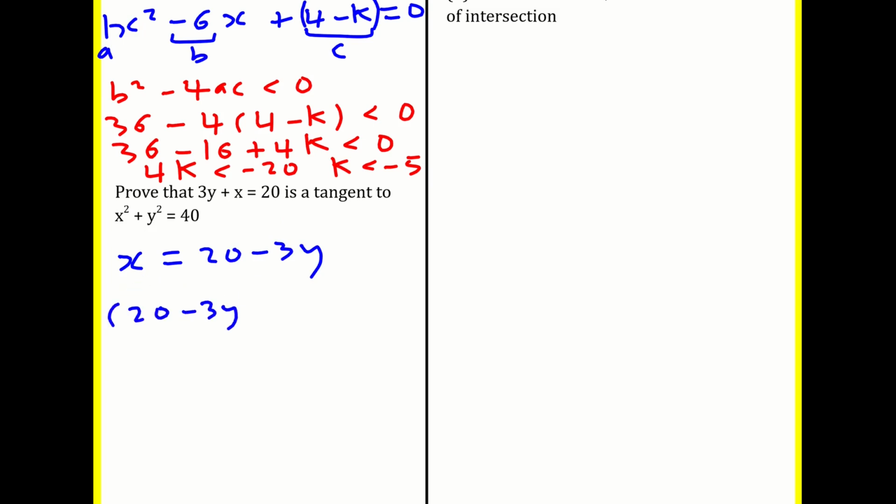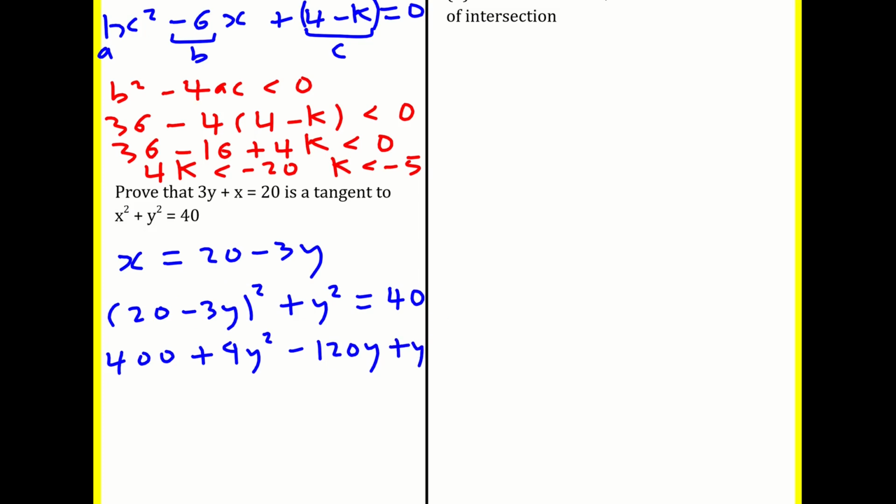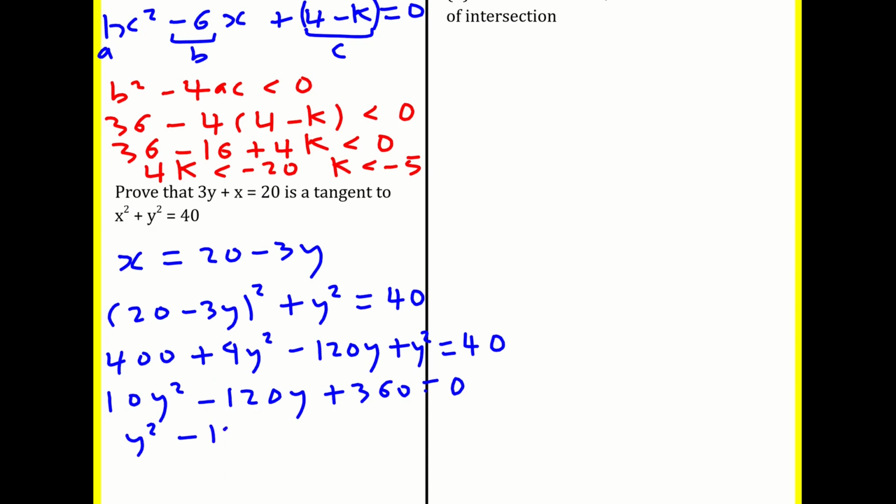20 minus 3y all squared plus y squared equals 40. That's going to give me 400 plus 9y squared minus, we're going to get a minus 60y and another minus 60y, so 120y, plus y squared equals 40. 10y squared minus 120y plus 360 equals 0. Before I do anything with the discriminant, I would personally divide through by 10. y squared minus 12y plus 36 equals 0.